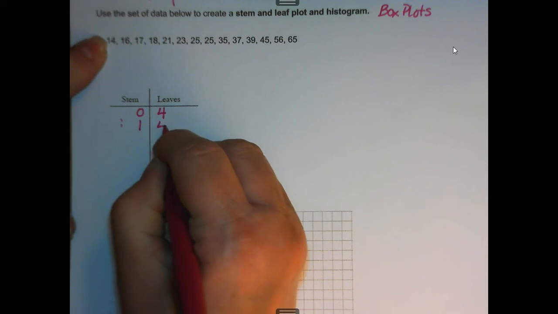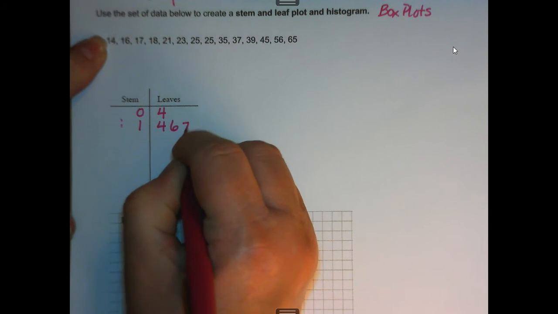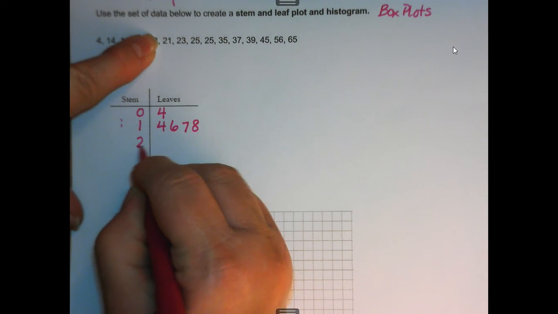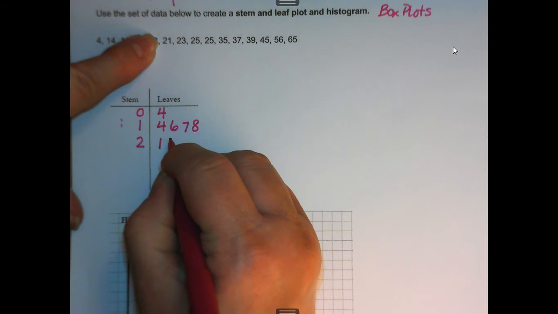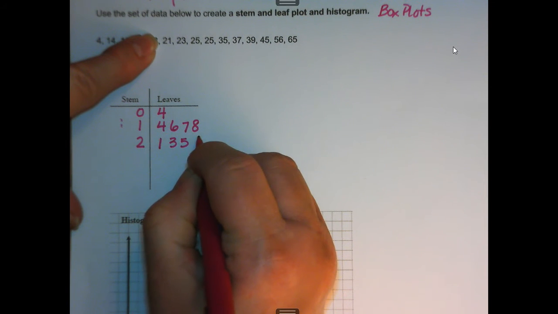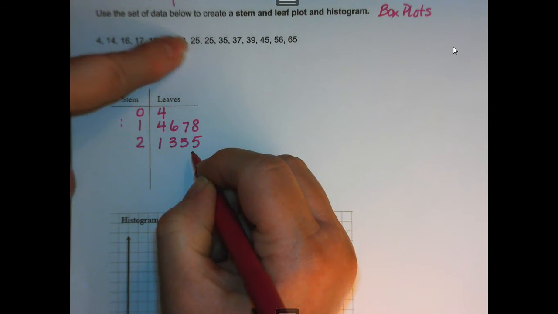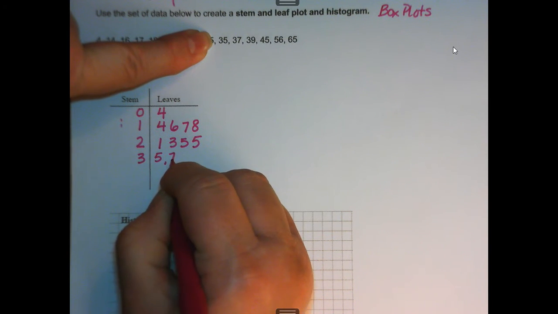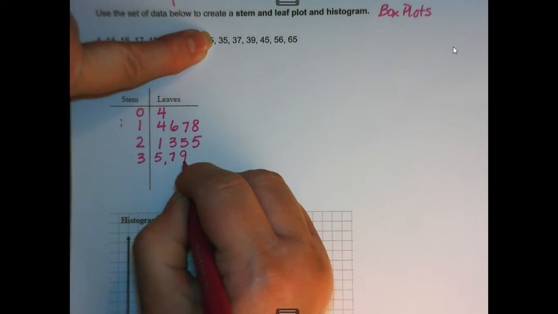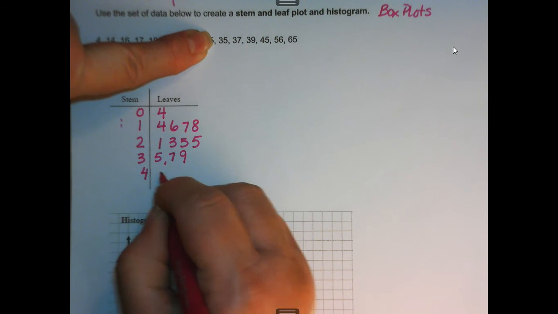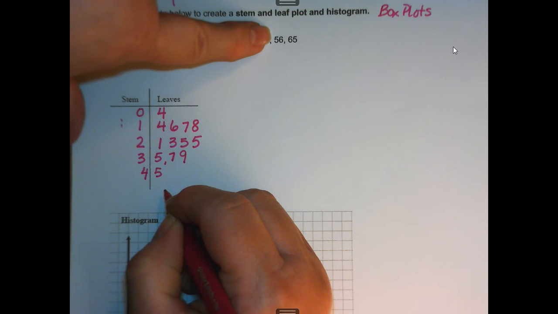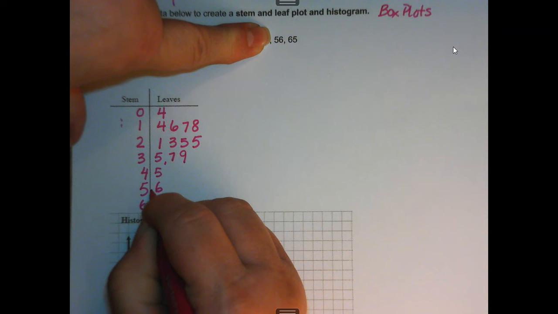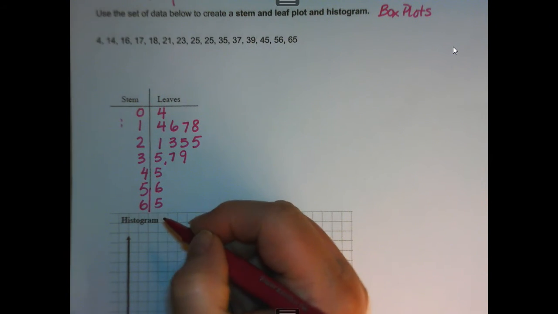Then I have 14, 16, 17, and 18. Moving on to my stem with the 20s. So I have 21, 23, 25, 25 again. Moving to the 30s, I have 35, 37, 39, 45 is the only one I have in the 40s, 56, and 65. There we go.